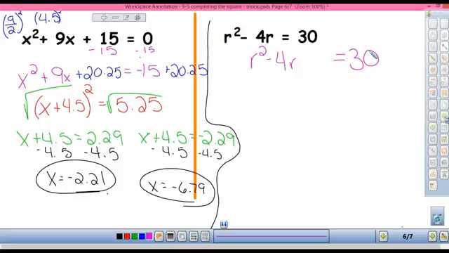Okay, step 2, Ian? All right, so what's B? Okay, so negative 4 divided by 2, which is negative 2, and negative 2 squared is 4. So what am I going to do with that 4? Add it to both sides. So plus 4 and plus 4. With me so far?